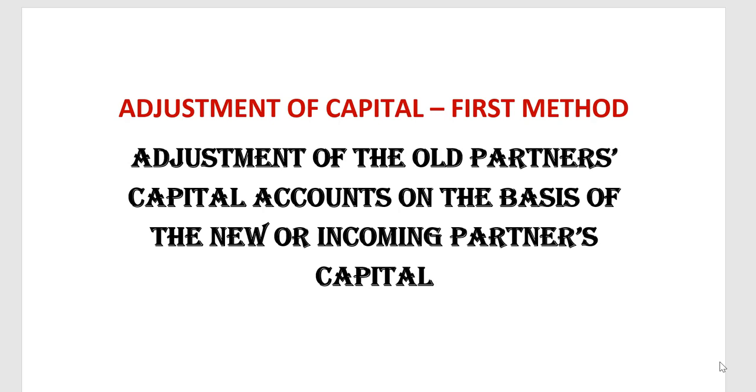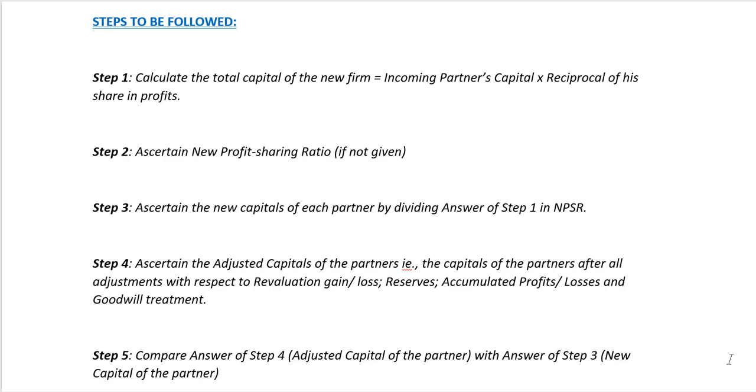Let's go to the steps which are to be followed in this method. Step 1. We will calculate the total capital of the new firm. For this, we need to use the formula: incoming partner's capital amount multiplied by the reciprocal of his share in the profits. So this will give us the total capital of the new firm.